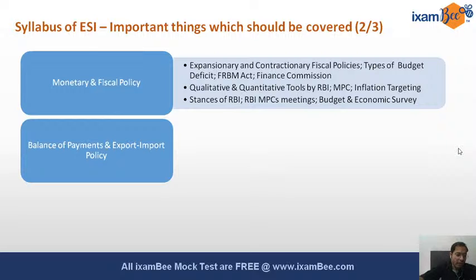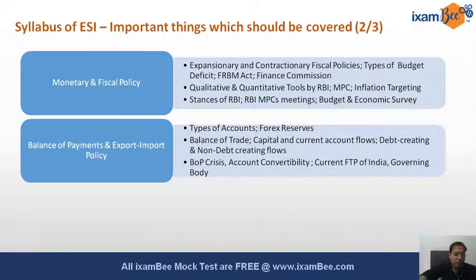So what do you mean by balance of payment? Types of accounts under balance of payment, be it current, capital. What do you mean by forex reserve? What are the components of forex reserve? So what do you mean by balance of trade, and how is it different from balance of payment? What is the nature of capital flows? What is the nature of the current account? Which are the kinds of debt creating capital flows, which are not?